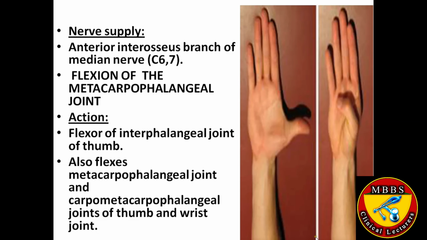They are supplied by the median nerve, so the anterior interosseous branch of the median nerve is the nerve supply of the flexor pollicis longus. Its function is that it is the flexor of the interphalangeal joint of the thumb, and it also flexes the metacarpophalangeal joint of the thumb, the carpometacarpal joint of the thumb, and the wrist joint.